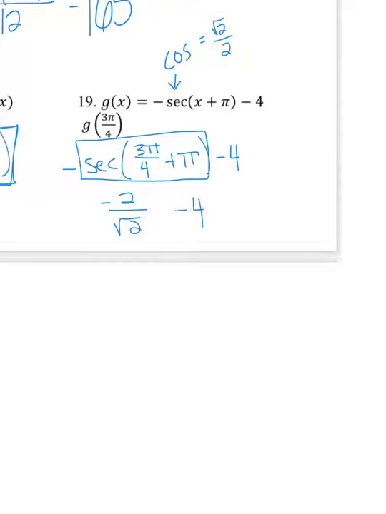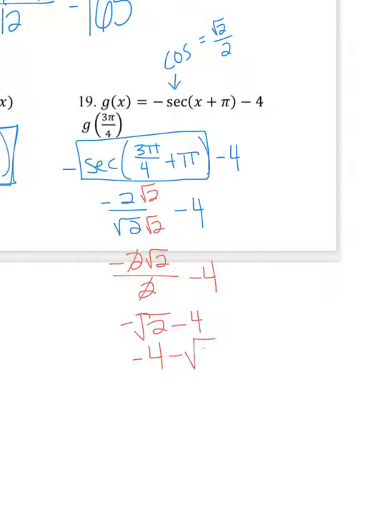I can't have this though, because I can't have a radical in the bottom. So I clean it up. I get negative 2 square root of 2 over 2 minus 4. These two can cancel, and I really end up with negative square root of 2 minus 4. But you're probably going to see the radical come at the end. So I just flipped the order around. Not a big deal, though.